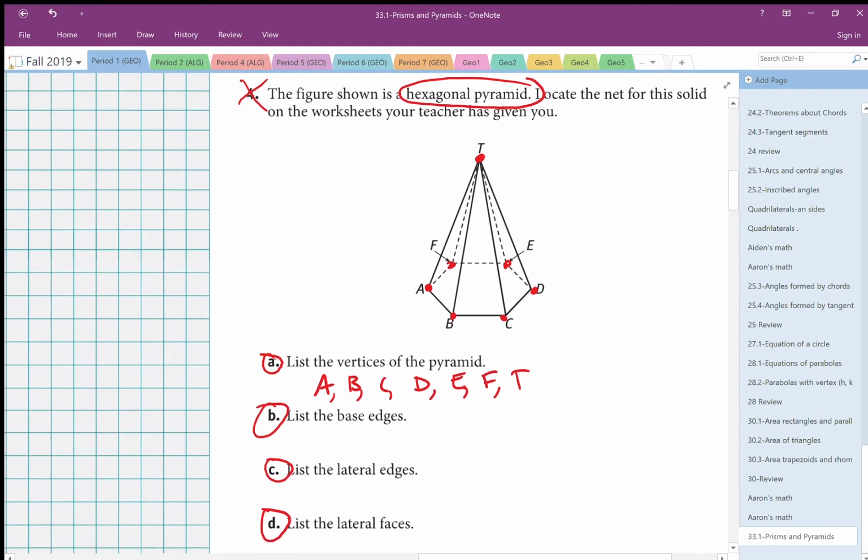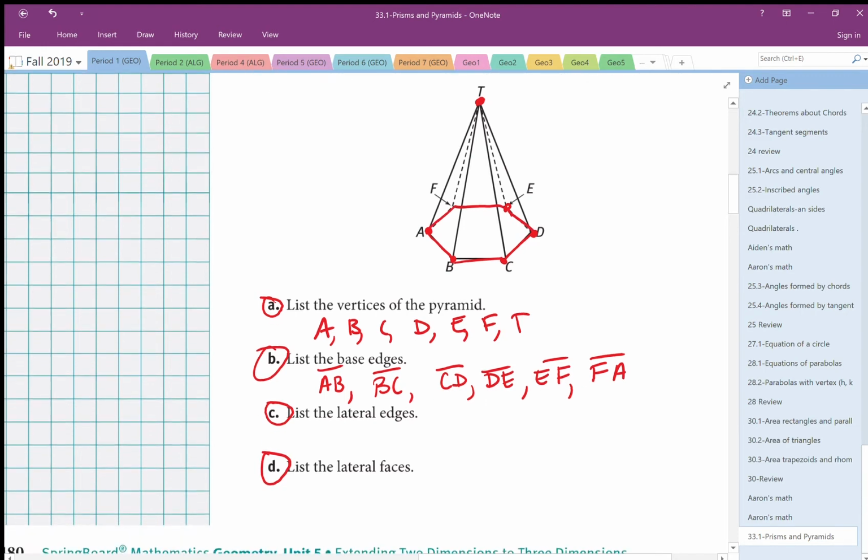Okay, list the base edges. So not these edges, the edges on the base. So AB is a base edge. BC is a base edge. CD is a base edge. Do you see the pattern? AB, BC, CD, DE, EF, FA. Right? Well, there should be 6 listed. 1, 2, 3, 4. Yeah, there are 6 listed.